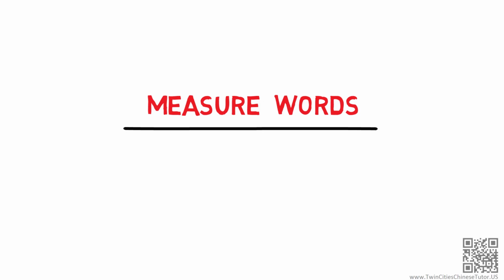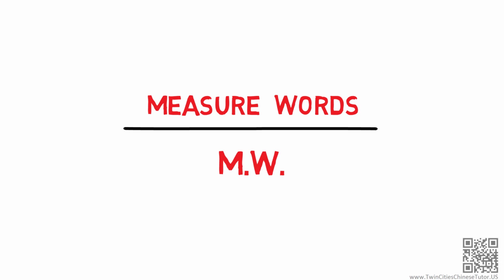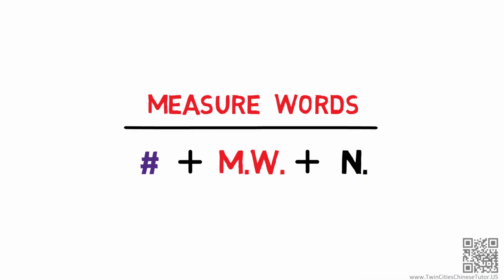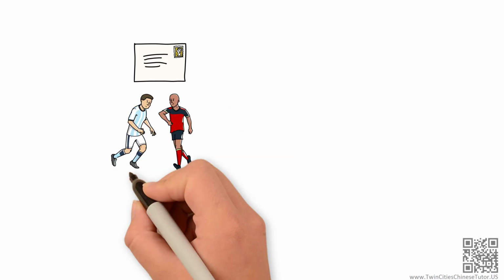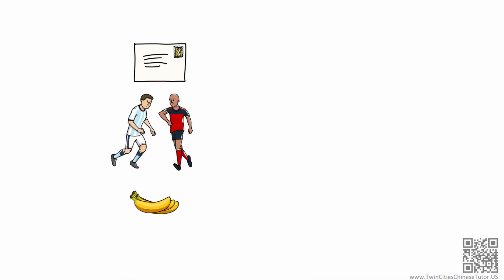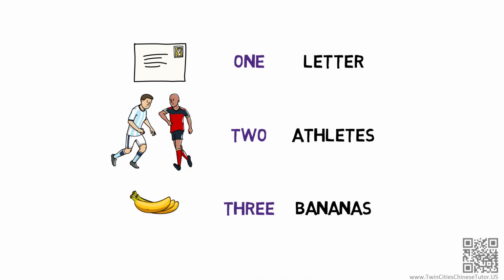Let's start. Measure words, by definition, are most often used when we need to measure something or to count something. They connect numbers with the nouns that you're trying to count. In English, when you need to count something, you generally just put numbers right in front of the nouns. You can say things like 1 letter, 2 athletes, 3 bananas.